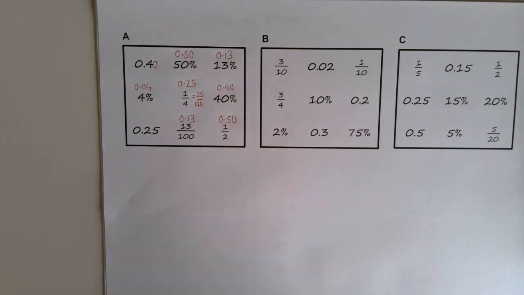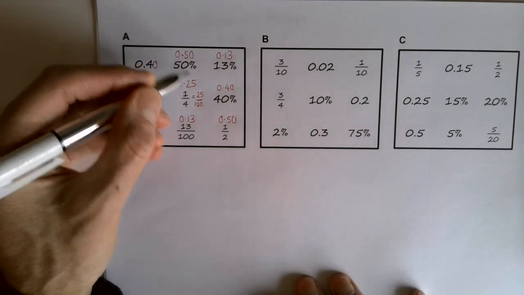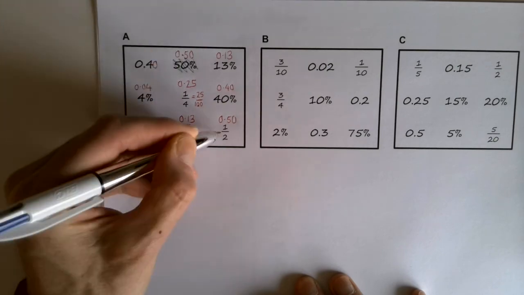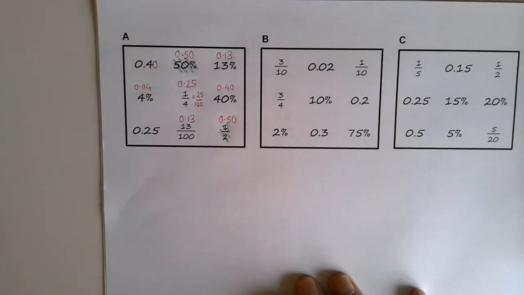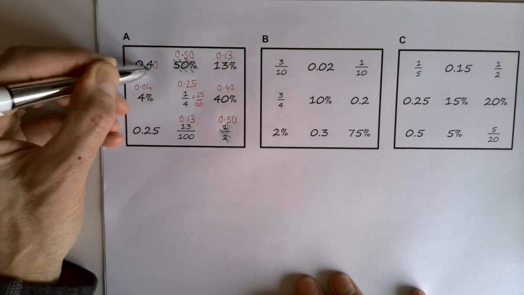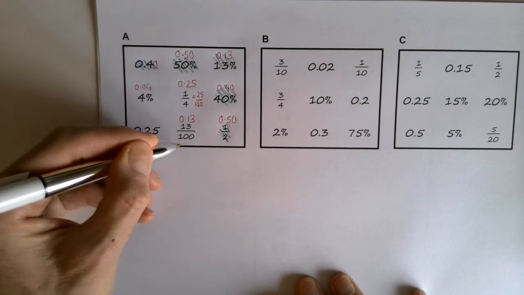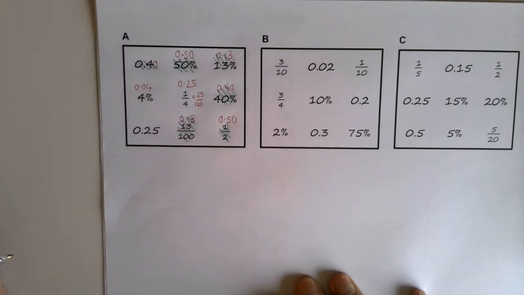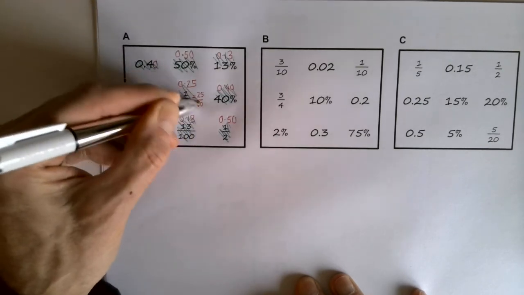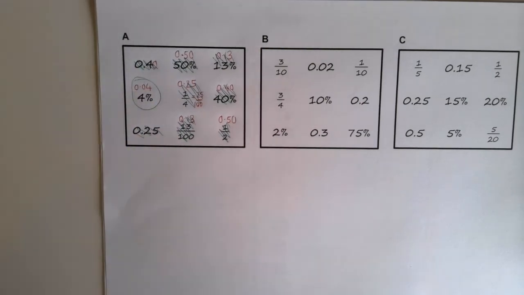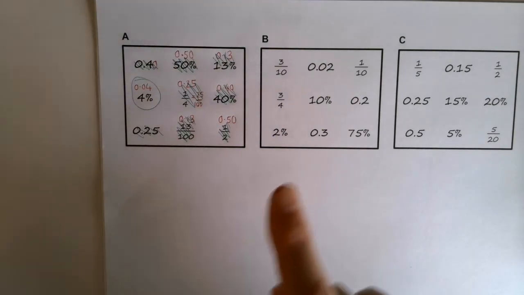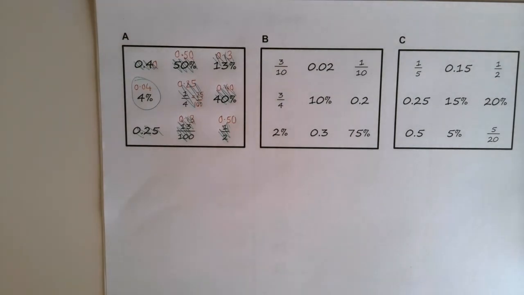Right, okay, can we pair them up? Yes, we can. Look, 0.5, 0.5, so 50% is the same as a half. I'm sure you would have known that anyway. 0.4 and 40%. 13% and 13 over 100, 0.25 and a quarter, so the odd one out is poor old Mr. 4%. Okay, can I get you to have a go at doing that for B? I'm going to go through the answer to B in a minute. Pause and have a go.